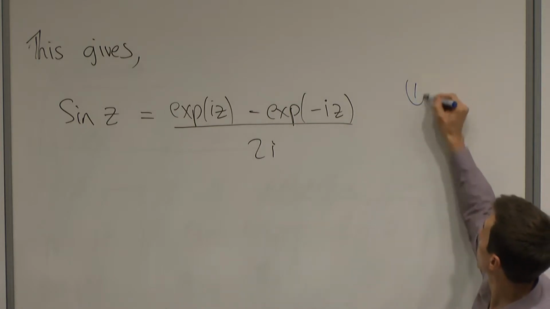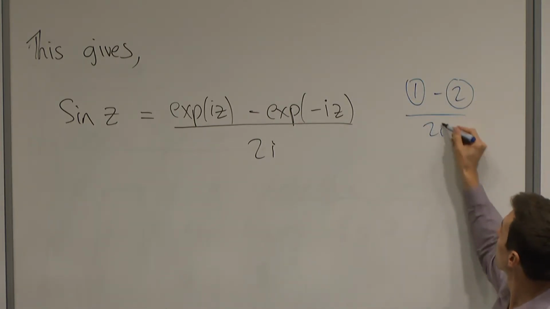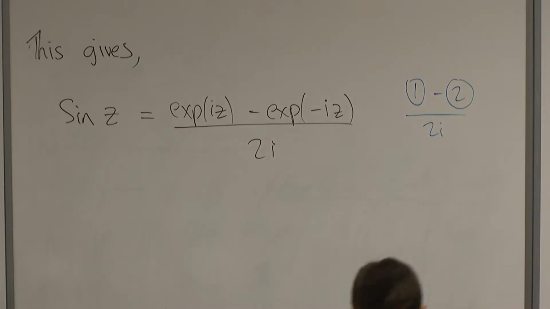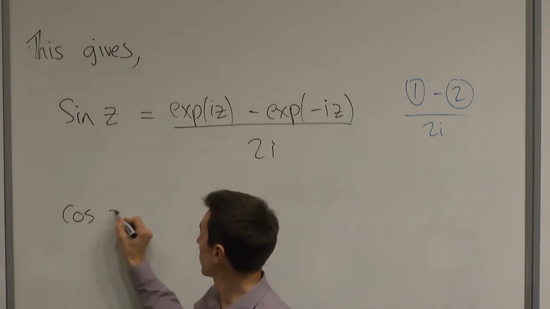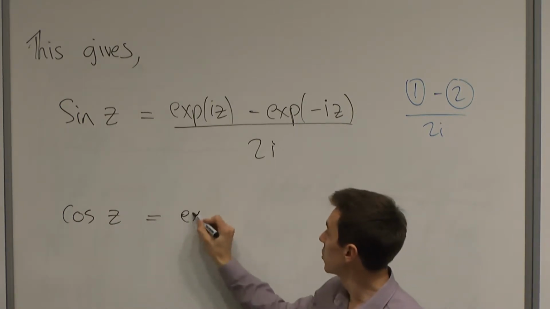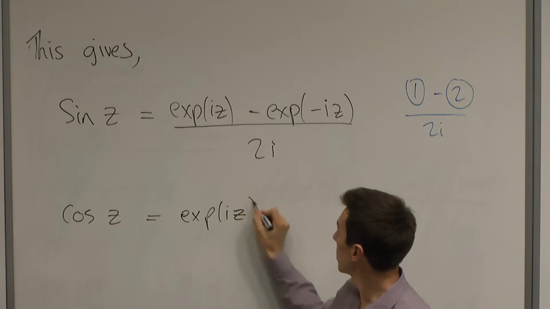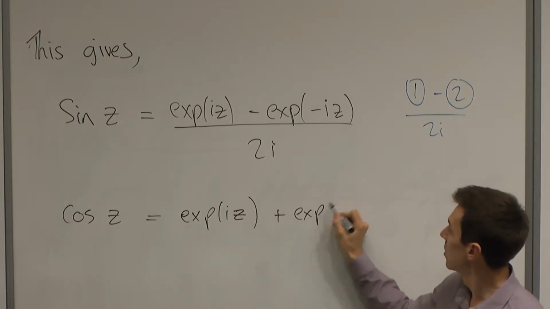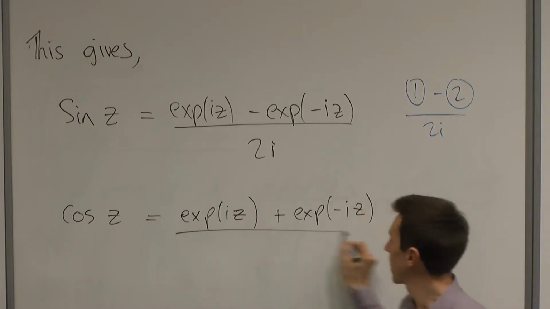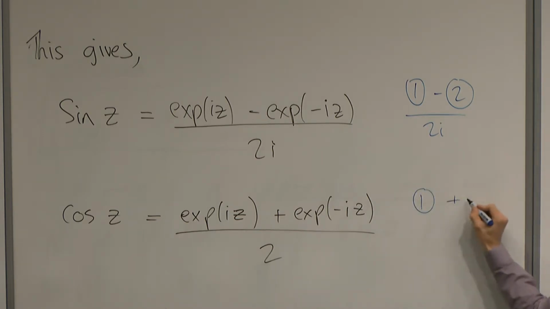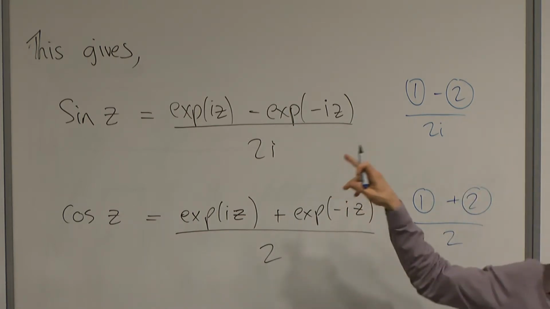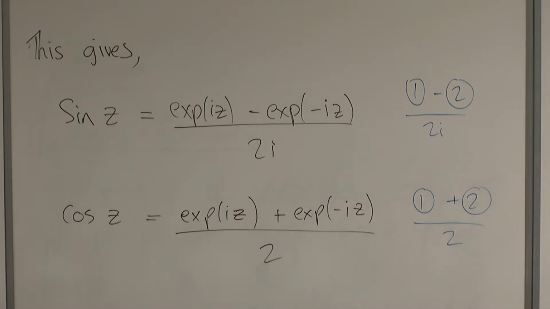So if we take equation 1, subtract equation 2, and divide by 2i, yeah? And then similarly for cos z, we get the exponential of iz plus the exponential of minus iz over 2, okay? And this comes from taking the sum of the two previous equations and just dividing by 2, okay? You'll see by doing these operations on the previous equations, we get expressions for sine z and cos z in terms of the exponential, okay? Right.